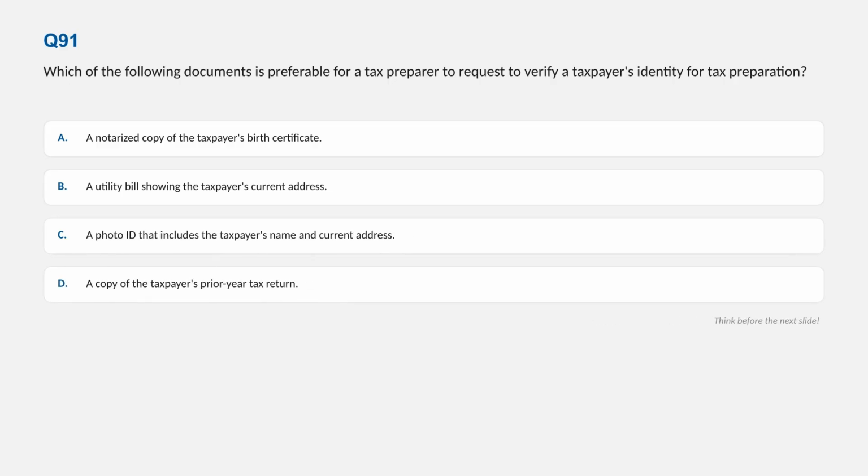Which of the following documents is preferable for a tax preparer to request to verify a taxpayer's identity for tax preparation? A. A notarized copy of the taxpayer's birth certificate. B. A utility bill showing the taxpayer's current address. C. A photo ID that includes the taxpayer's name and current address. D. A copy of the taxpayer's prior year tax return.